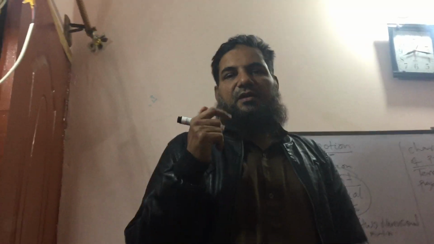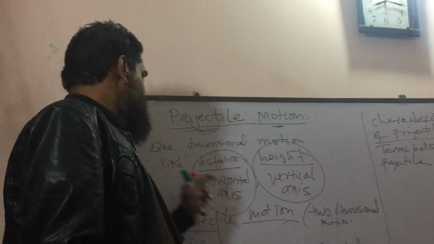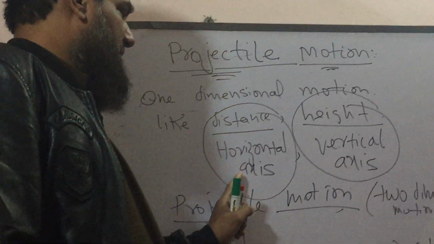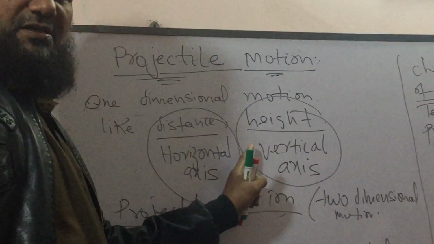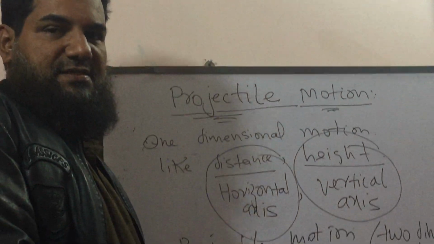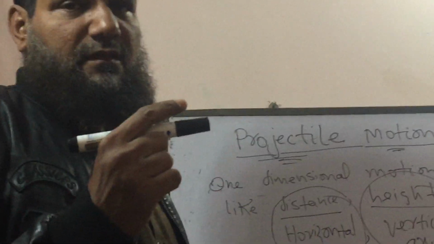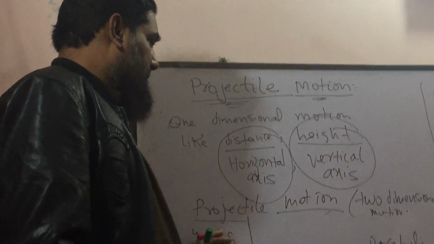Okay? Before this we have studied one-dimensional motion. It means distance and height. Distance is one-dimensional along the horizontal axis. Height is one-dimensional along the vertical axis. This movement is one-dimensional movement. One dimension is involved in this movement. Now we will study projectile movement.